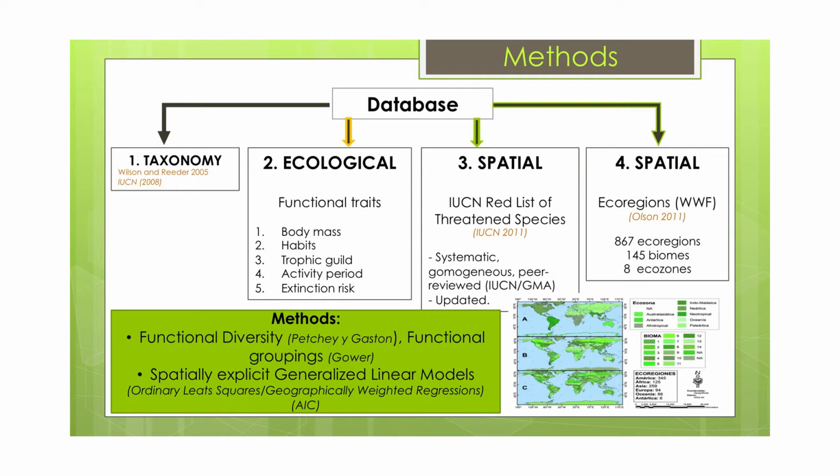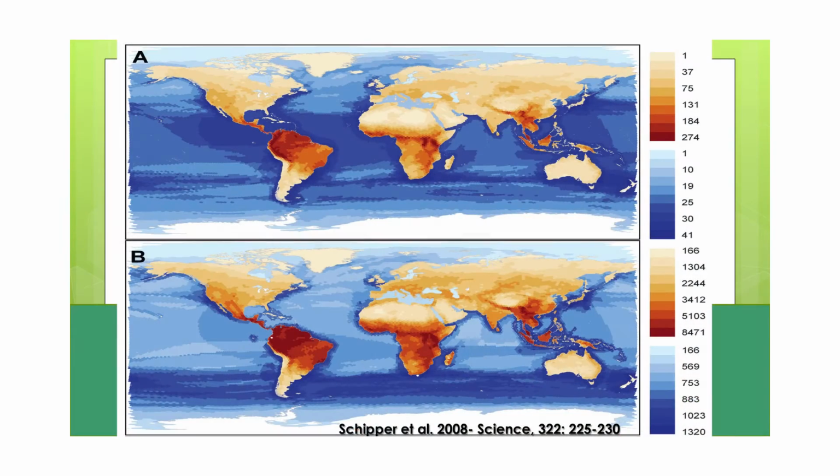And we use spatially explicit, or geographically weighted, generalized linear models in order to understand the relationship between drivers and these patterns and how they vary in space. So this is just to show part of the context. This is the map of species diversity, species richness on the top, and then down below phylogenetic diversity that was derived from the Global Mammal Assessment in 2008.